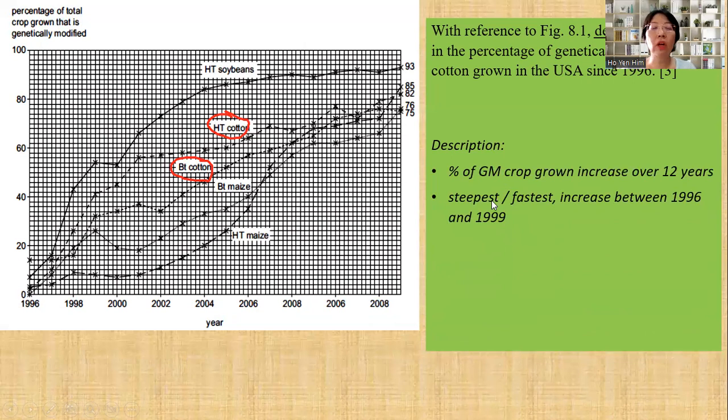Then you see here, you can talk about the gradient, right? So now first you talk about the general trend, then look at the gradient. So the increase is the fastest. We're talking about a gradient, right? So the increase is the fastest between 1996 and 1999. So 1996 and 1999 is here. So between this timing, 1996 to 1999 is when the increase is the fastest.